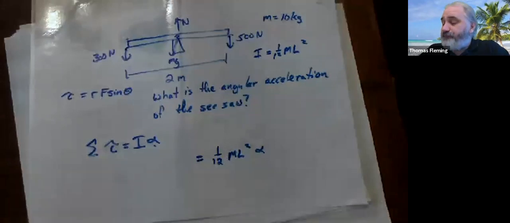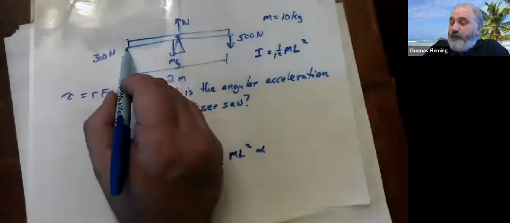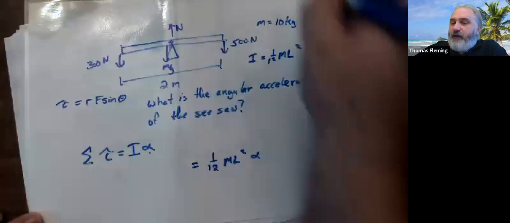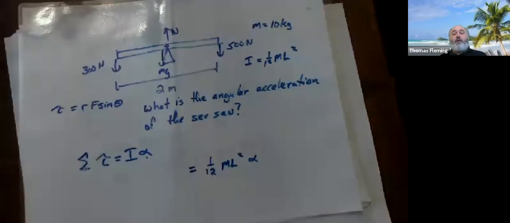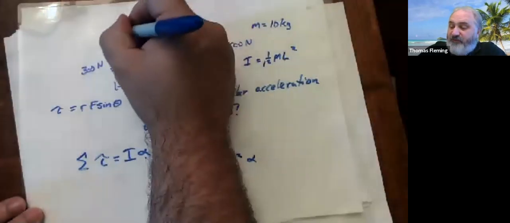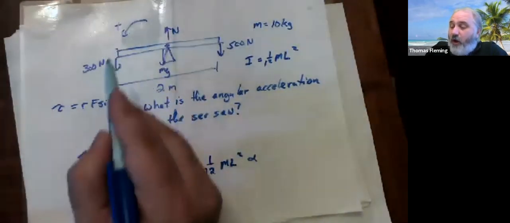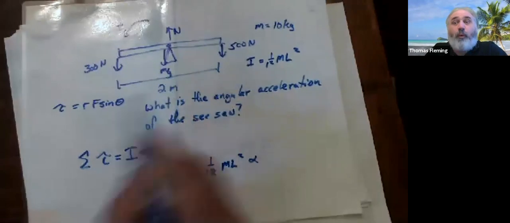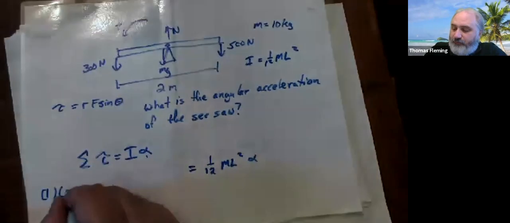So in this problem, when I do this torque, this torque is going to make the thing want to rotate in a counterclockwise direction. Traditionally, counterclockwise is the positive direction, so let's go with that. So that's a positive torque. So the torque from this is going to be R for the 300, which is this distance, which is half of 2 meters, or 1 meter. So it's 1 meter times 300 newtons.